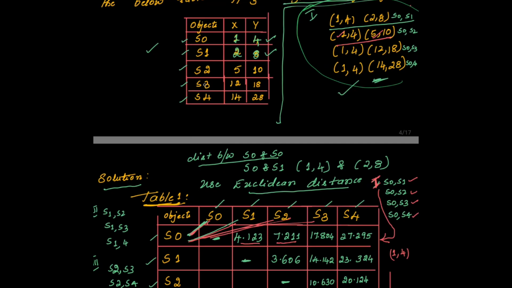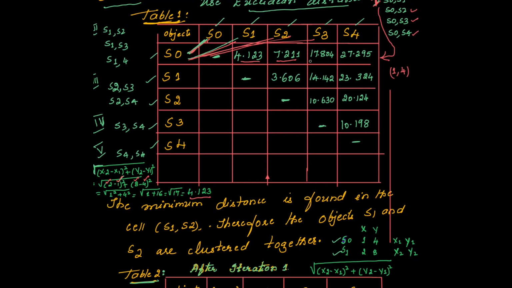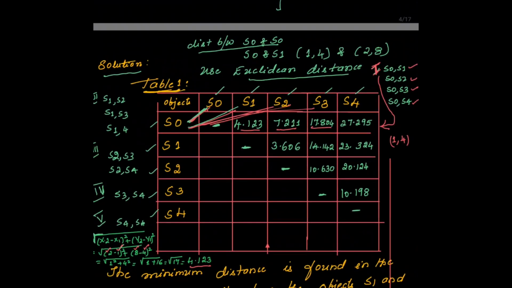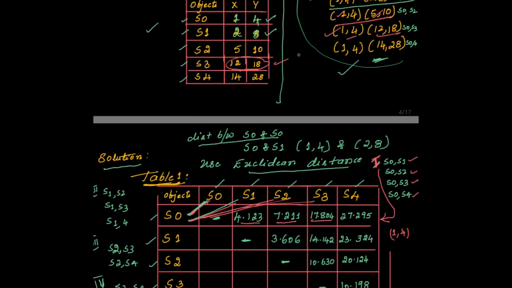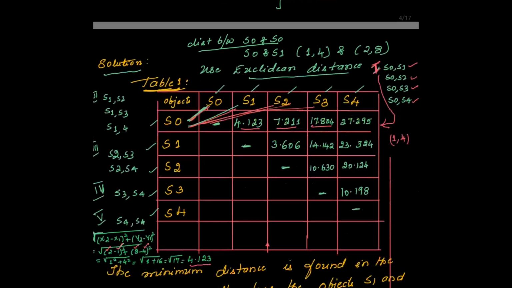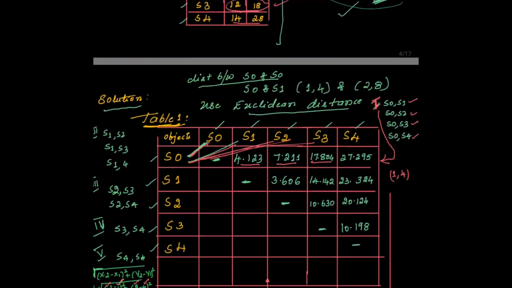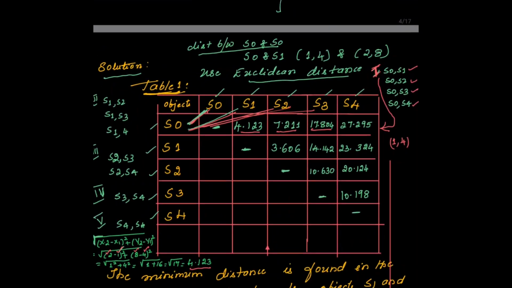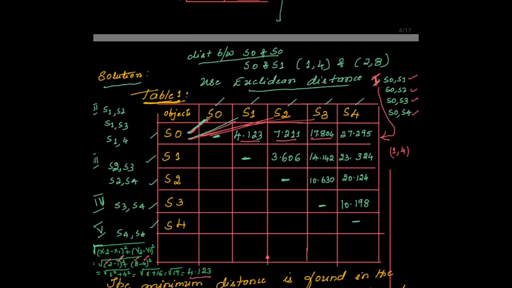Next you need to compute the distance between s0 and s3. The s0 point from the table is 1 comma 4 and the s3 point is 12 comma 18. Use the Euclidean distance, you will get 17.804. Similarly, extract the s4 values, 14 comma 28. S0 you know already, 1 comma 4. With s0 as 1 comma 4 and s4 as 14 comma 28 you will get 27.295. So this completes all the calculations pertaining to the first row.